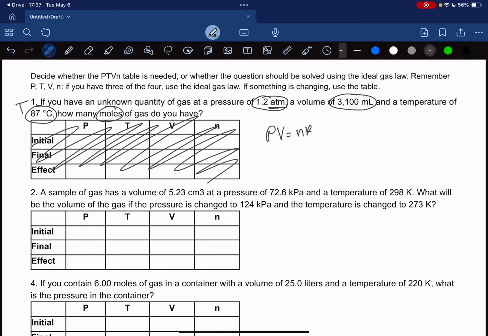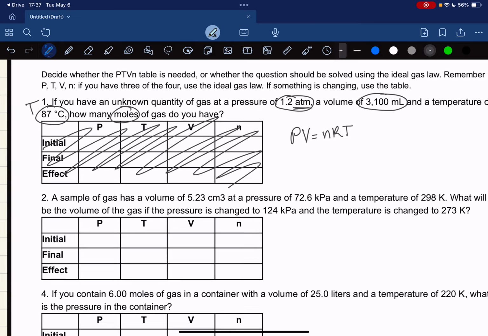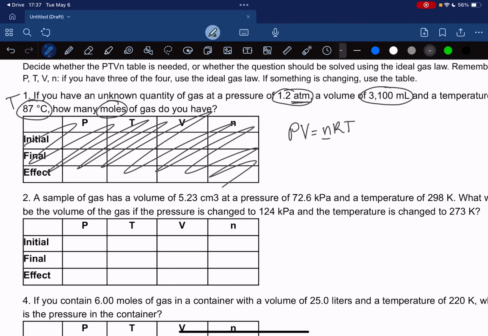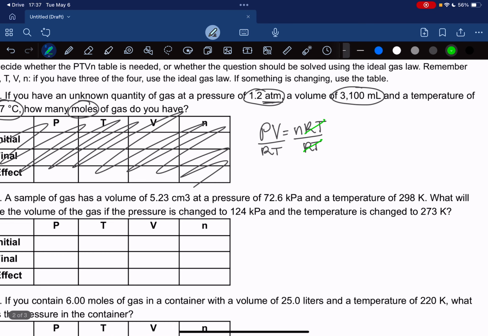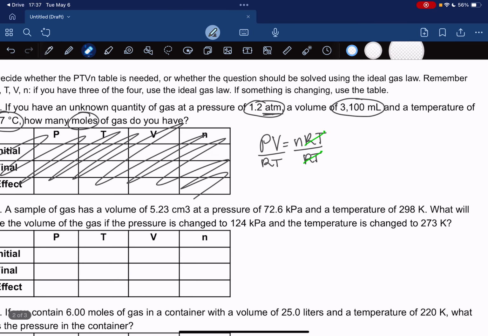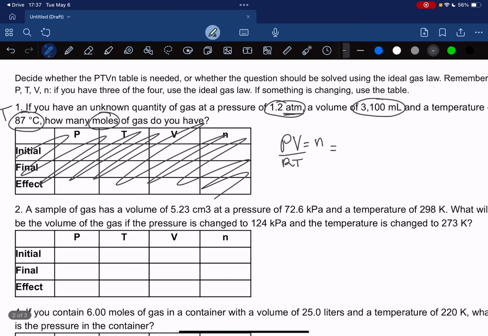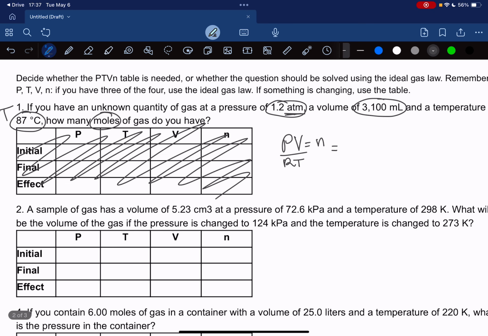PV equals nRT. Since we are being asked for moles, that's n, so I want to get n by itself. I'm going to divide both sides by R times T. That cancels it from our right side, and we are left with PV over RT equals n. So let me just get those out of the way.